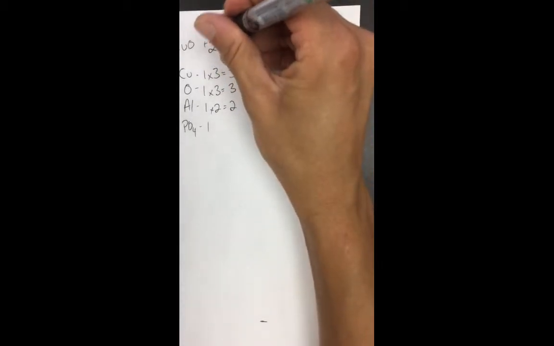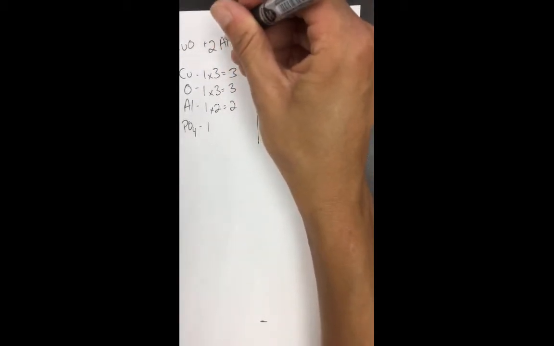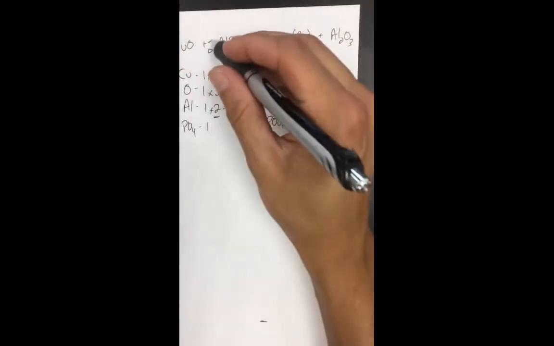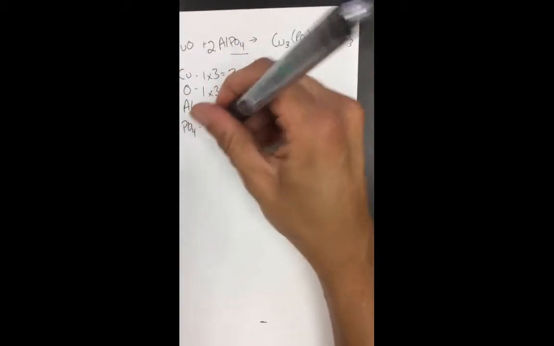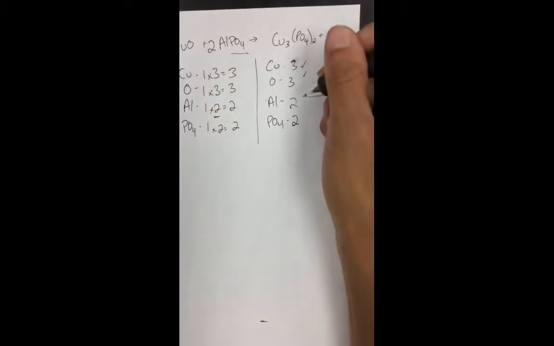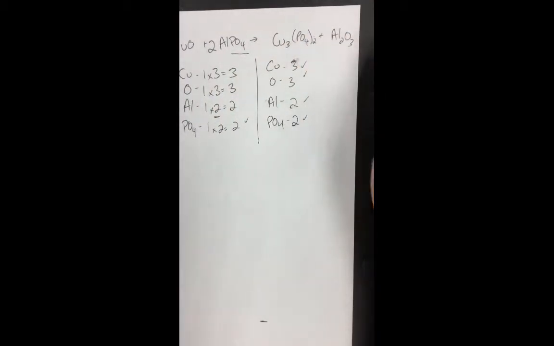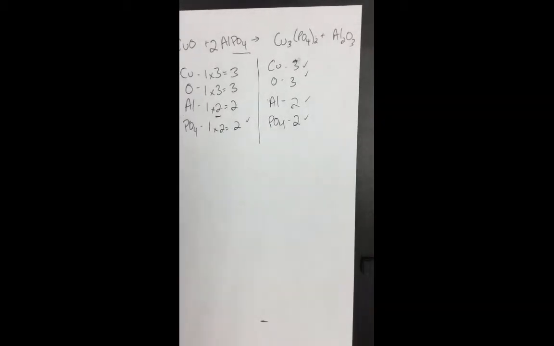I'm going to have to put the 2 up there, so this 2 will multiply my aluminum. That's where this comes from. But I also am going to be multiplying the phosphate as well by 2. And then I can wonderfully see that everything has ended up lining up. So sometimes you just need to go back and forth a little bit, and then eventually you'll have the numbers check out.